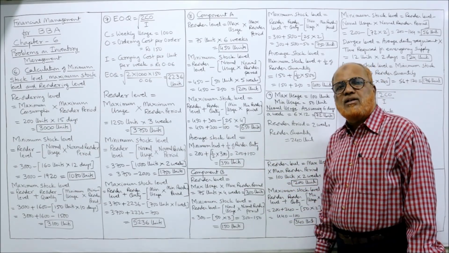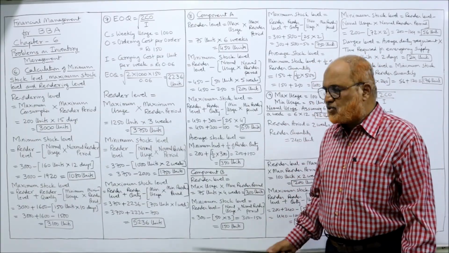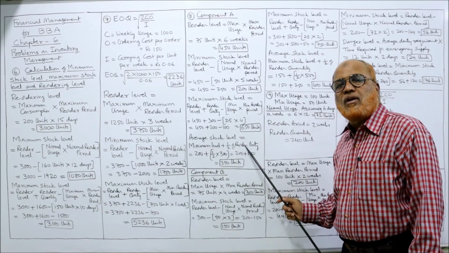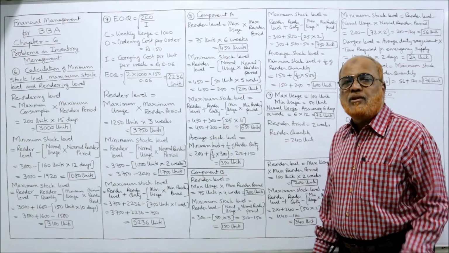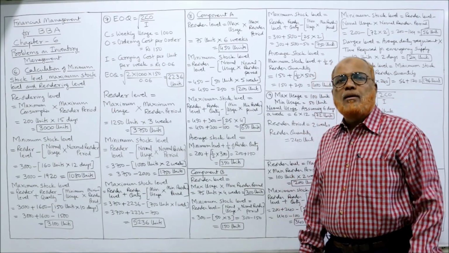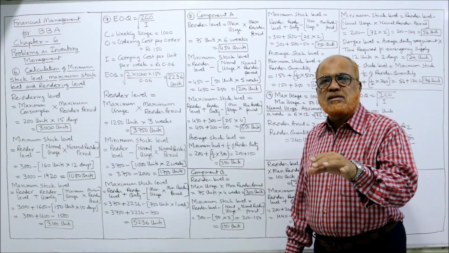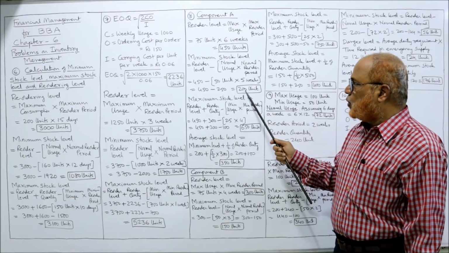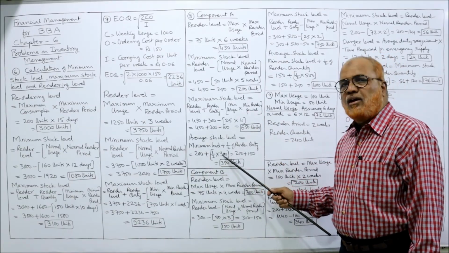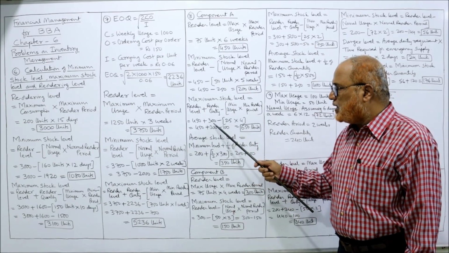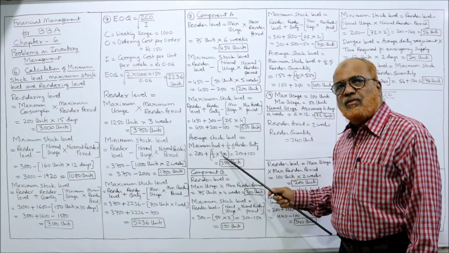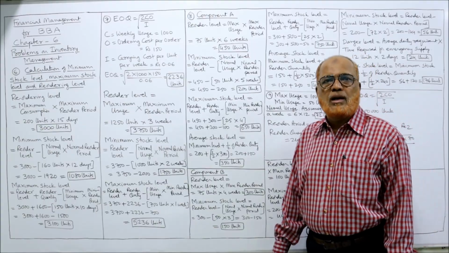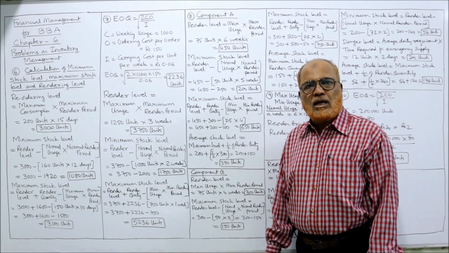Now new formula, average stock level. First time we are applying this formula. Average stock level is minimum stock level plus half of reorder quantity. Note it down. The minimum stock level we have already calculated, 200 units, and the reorder quantity is 300 units. So half of 300 is 150. So 200 plus 150, 350 units is the average stock level. That is for component A.